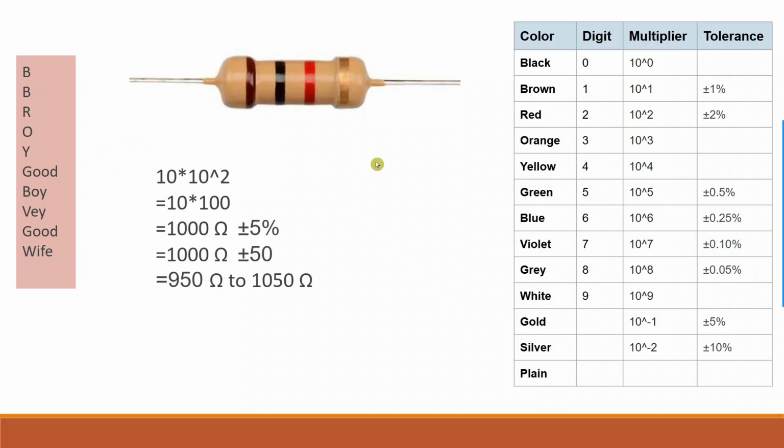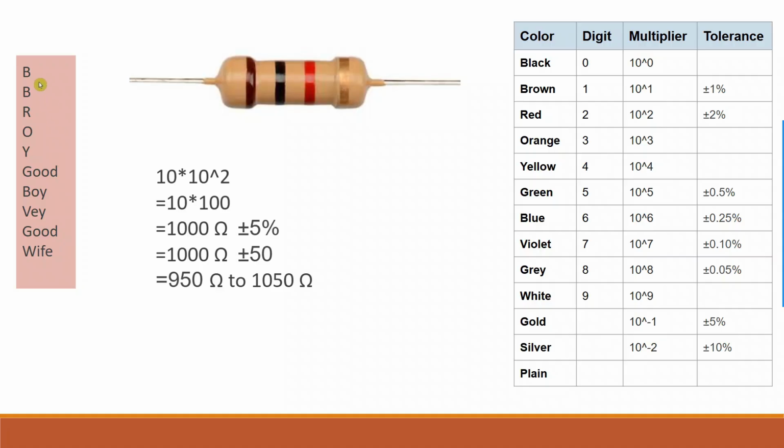Now the question is, how will you remember this chart? I have one trick here. The trick is BBROY. You just think BB Roy, one person's name. BB Roy is a good boy, and he also has a very good wife.